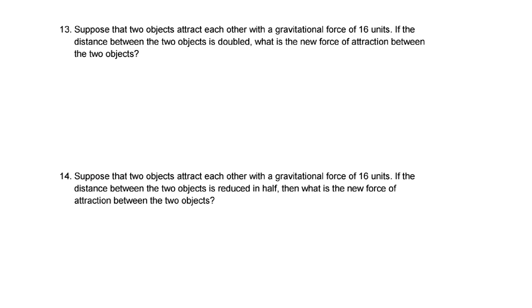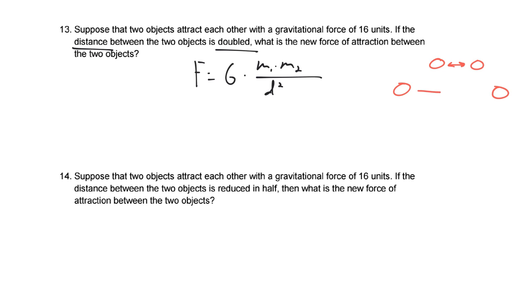All right, so our last questions here ask you to kind of think conceptually about our formula. Force equals G times m1 times m2 over the distance squared. So number 13 is telling us that the force between two objects is 16 units, but the distance is doubled. So what's the new force going to be? Well, just think about it intuitively. If I pull them further apart, if I've got two masses that have a certain force of attraction to one another, and then I double the distance between them, that's going to weaken the gravitational force. All right, so it should definitely be less than 16, but just by how much?